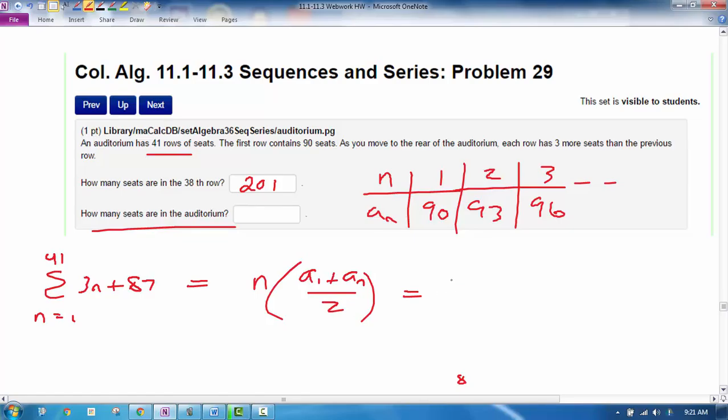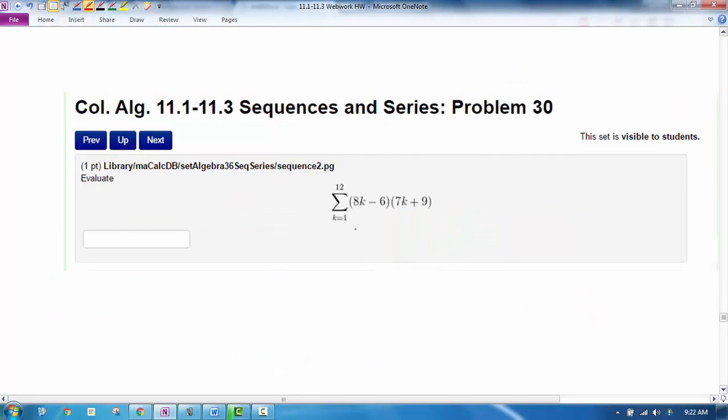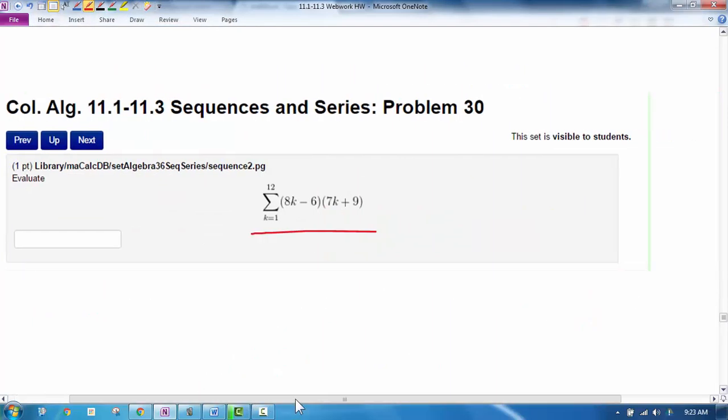So there's 41 total. The first row there's 90, and then the last row I need to figure out what that is. So I have to plug in 41 into my rule, 3n plus 87. So it'd be 3 times 41 plus 87. That tells me how many seats are in the last row, which is 210. So that goes right here. If you do that in your calculator, you get 6150.